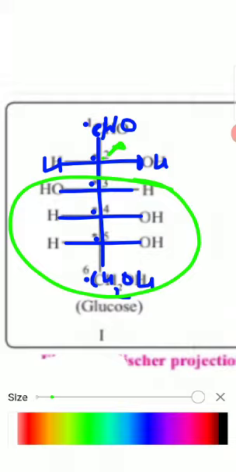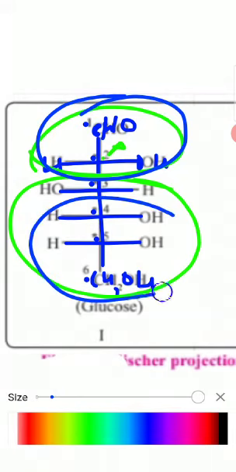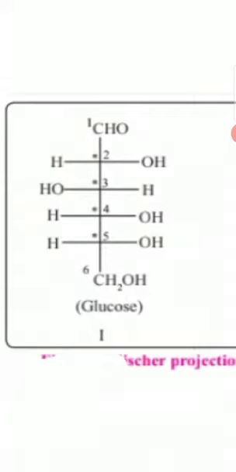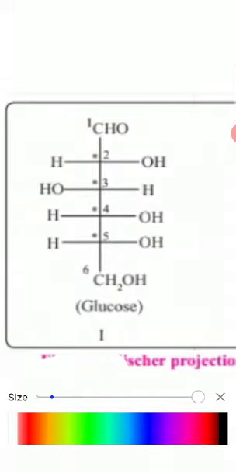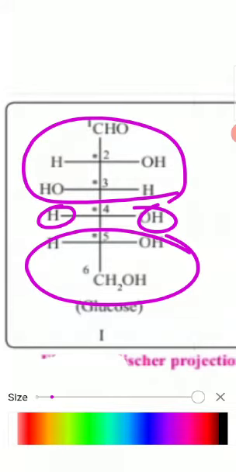Also, carbon atom number 3 is attached to one hydrogen, one OH, and two different groups. In this way, carbon atom number 3 is also asymmetric. See carbon atom number 4. Carbon atom number 4 is attached to one hydrogen, one OH, a third group and a fourth group. Hence, carbon atom number 4 is also an asymmetric carbon atom.